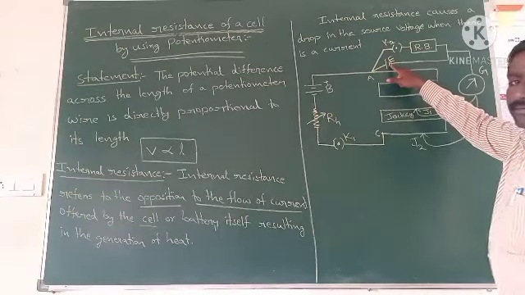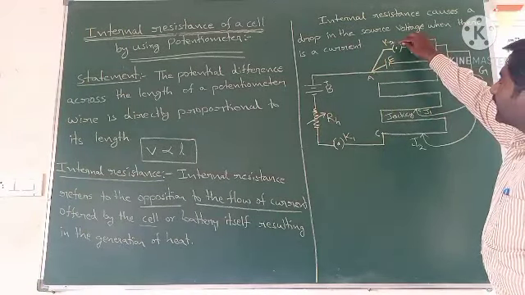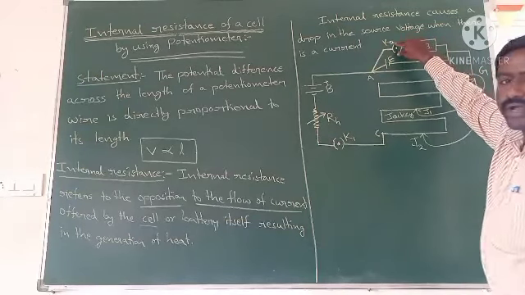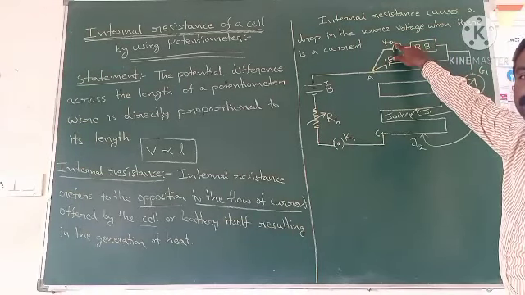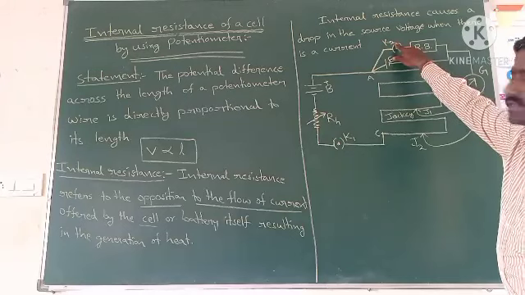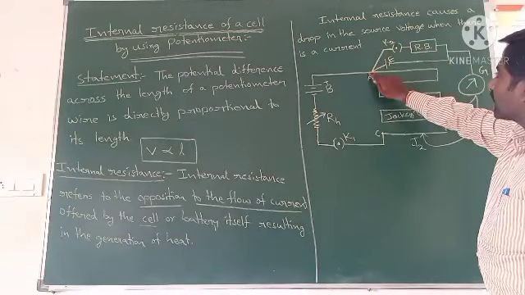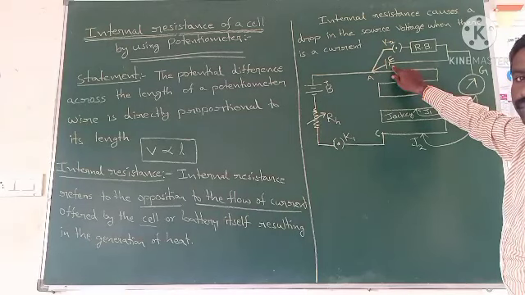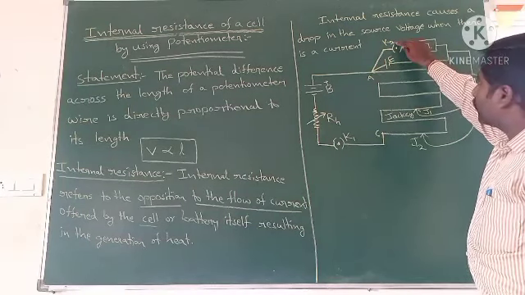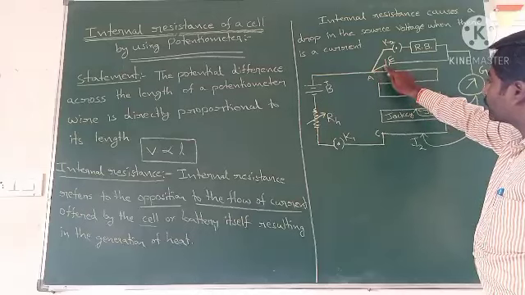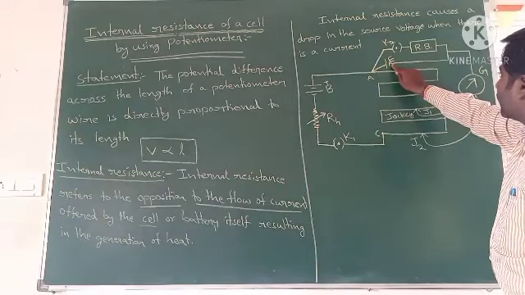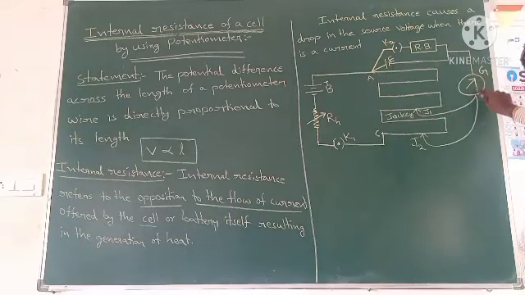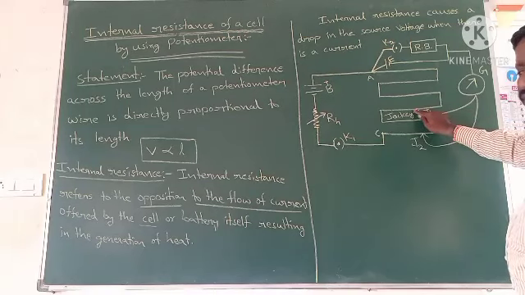box or this cell. If this key is opened, it means it is in off mode. When the key is open, the current flows through the cell, whose internal resistance is going to be formed, and then through the galvanometer, and this is the jockey position.